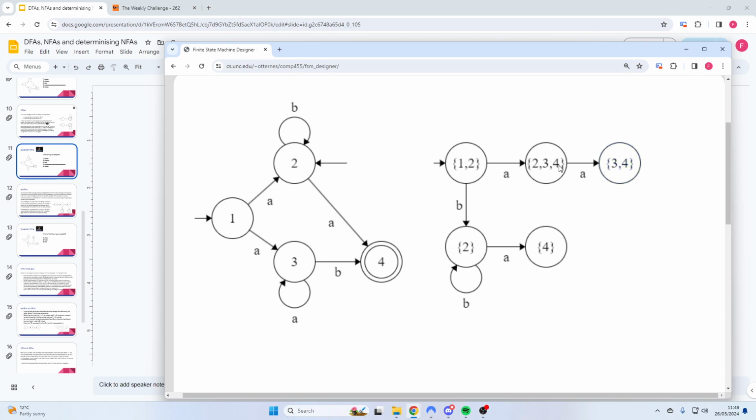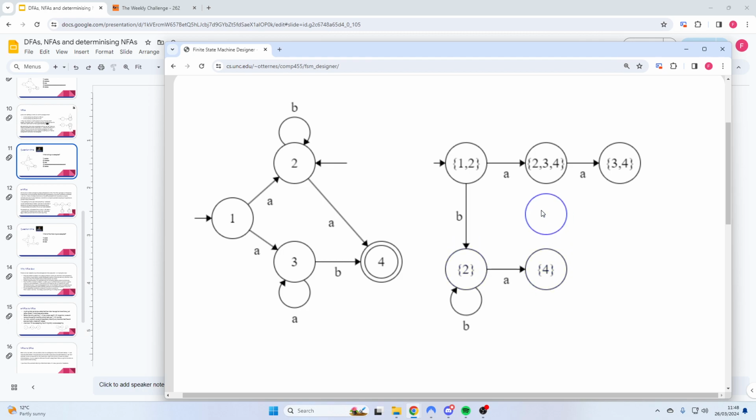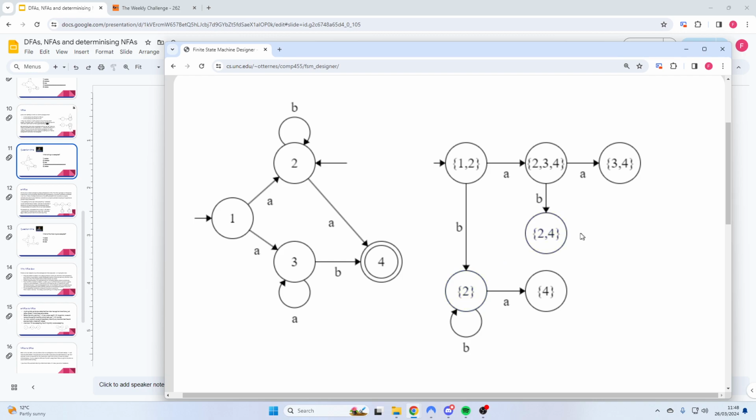If we're at 2, 3, and 4, and we go B, where do we end up? So if we're at 2, B goes in on itself. If we're at 3, B goes to 4. And if we're at 4, we go nowhere. So we end up at 2 or 4. So I need to actually bring in a new state. 2 or 4. Let me know if I make a mistake as well, because it is very possible and likely.